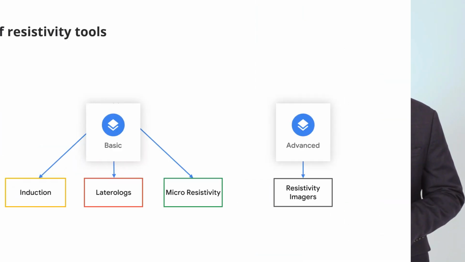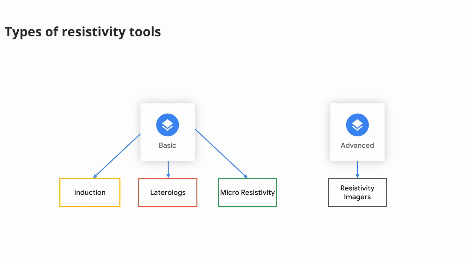Let's get started. In the field of wireline logging, there are several types of resistivity tools. The basic types are induction tools, Laterologs, and micro resistivity tools. Additionally, there are more advanced services like resistivity imagers, but this course is focused on the basic types.